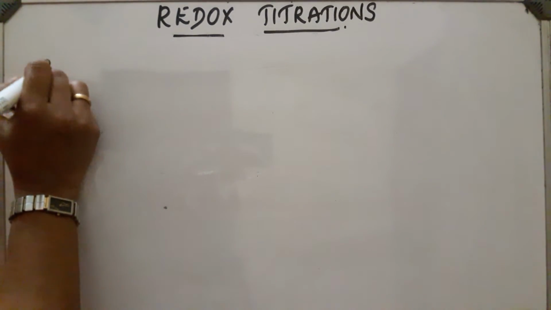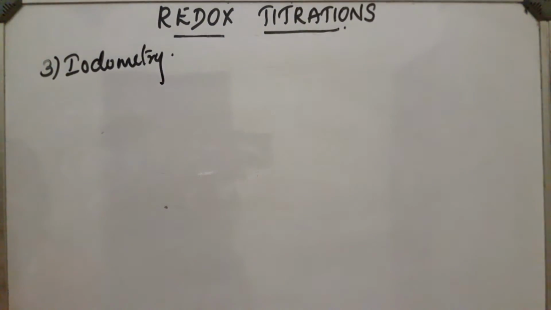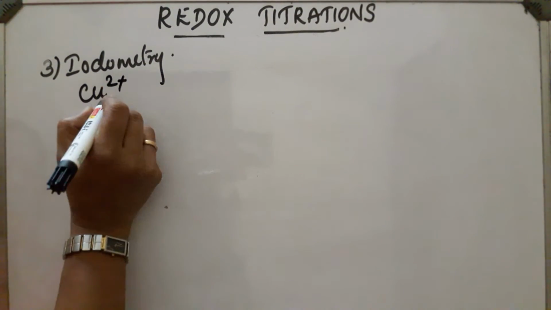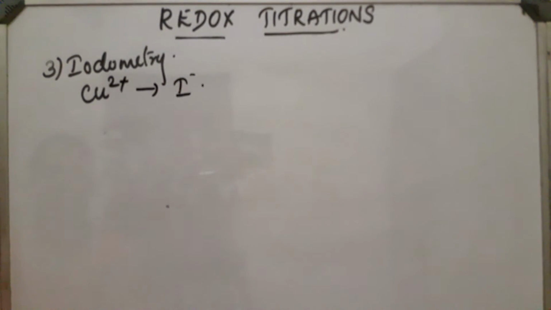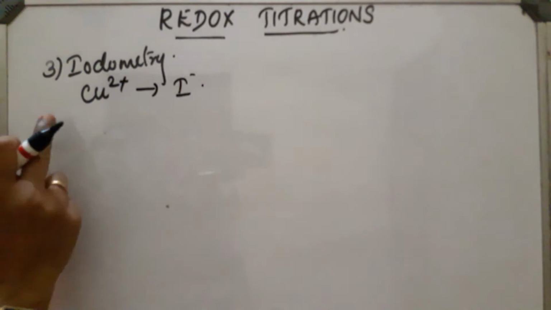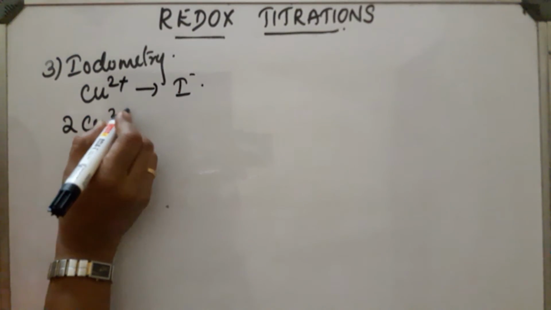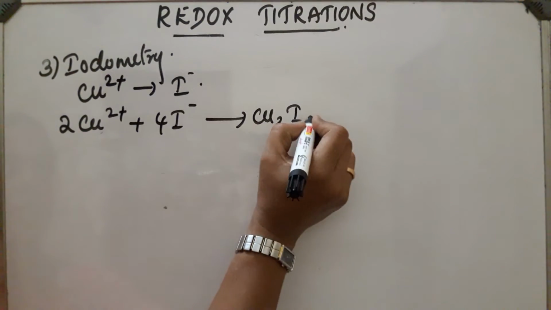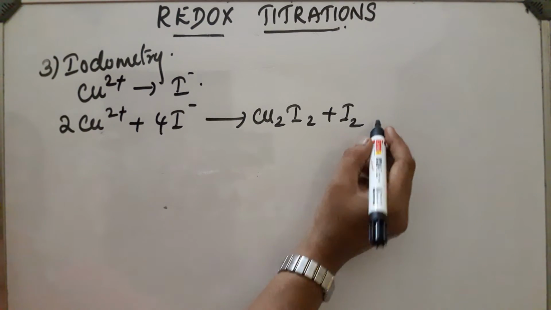Third one, iodometry. Here starch is used as an indicator with reagents which can oxidize I- ions. Example, Cu2+ can oxidize I- ions. In such cases we are using starch as the indicator, because during this reaction iodine is liberated. That is 2Cu2+ plus 4I-. This reaction takes place and iodine is liberated.